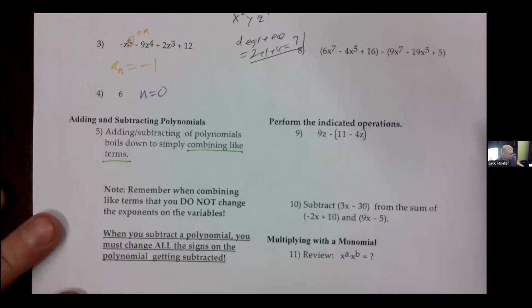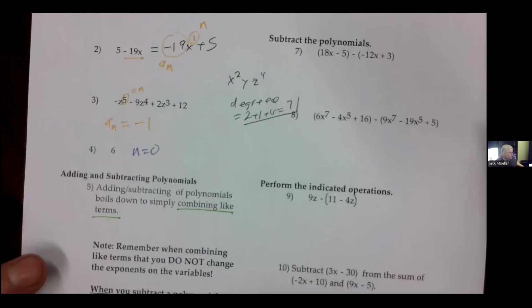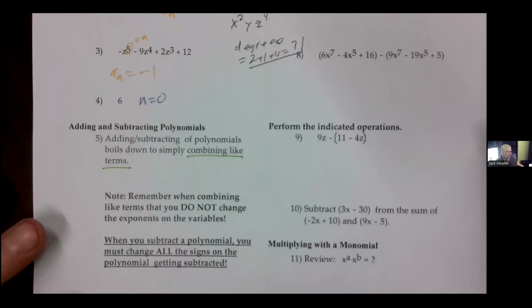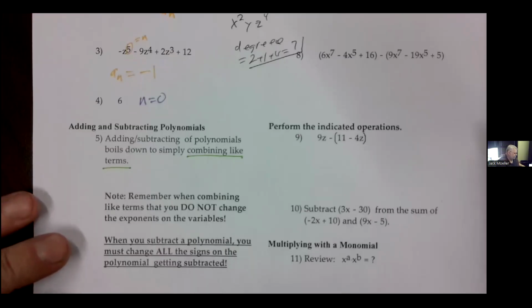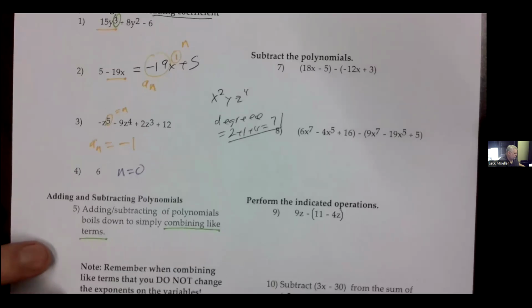I'd say the most common mistake with adding and subtracting polynomials, particularly at the start of the semester when you're getting back into math mode, is with negatives. Okay, so let's start.